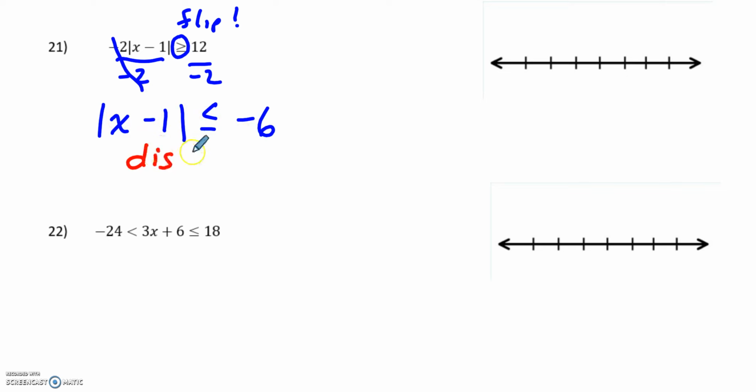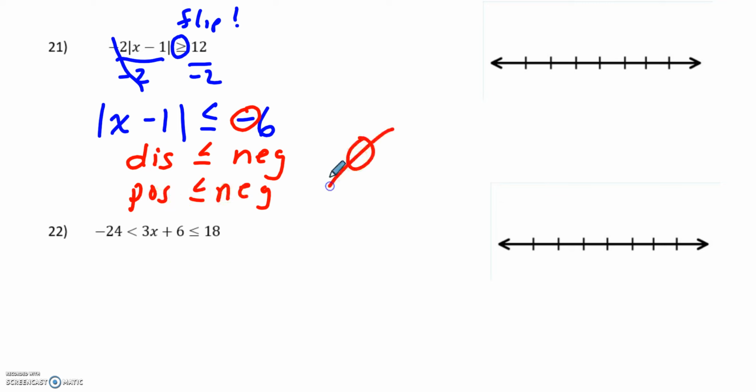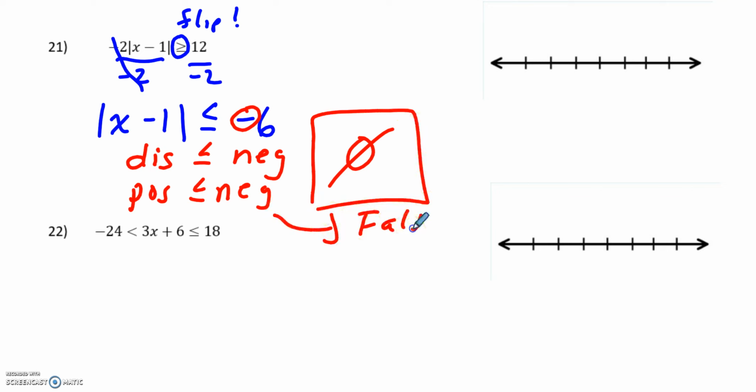This says distance is less than or equal to a negative number. This negative gives me pause. Distance is always a positive number. So I have the sentence, positive number is less than or equal to a negative number. A positive number can never ever be less than a negative, so this answer is no solution because this statement is false, which means that your answer, your number line, would be left blank.